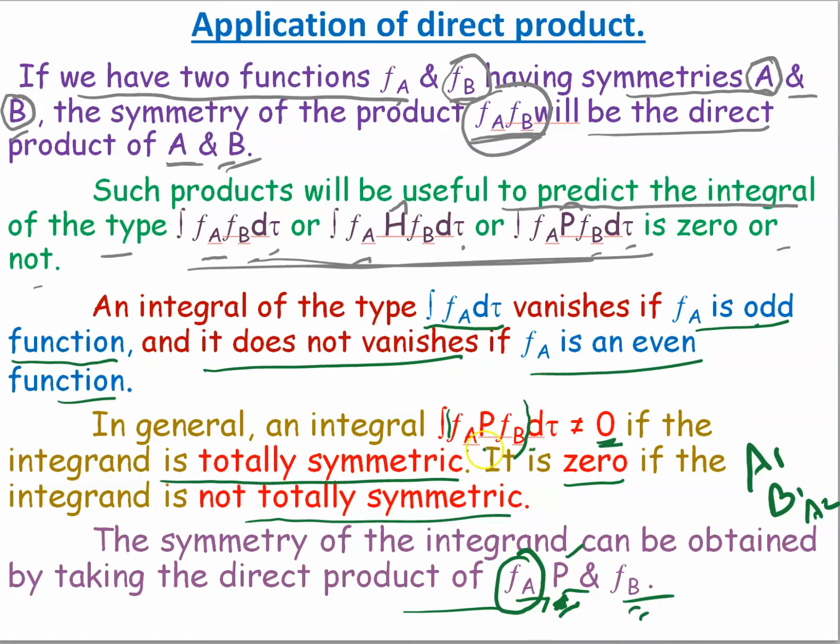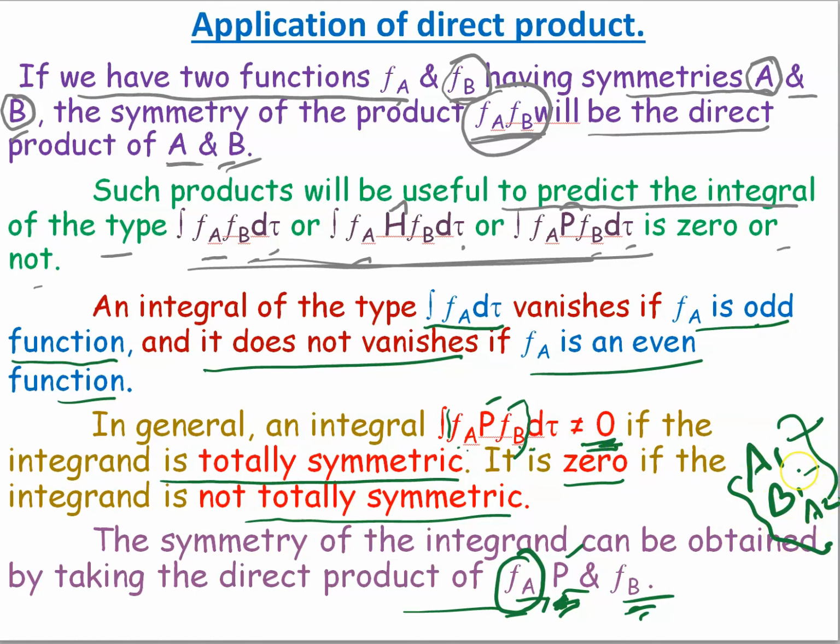Then fa into P into fb, the symmetry of this integrand, is the direct product of fa, P and fb. Can you understand? Okay, that is, the integral fa P fb is not equal to 0 if it is totally symmetric. How can you find out whether it is totally symmetric or not? We take the direct product of fa, P and fb. fa has a symmetry like a1, b1, like that. P has a symmetry like b1, b2, etc. fb has a symmetry. By taking the direct product of these, we get a symmetry. If it is totally symmetric, then the integrand will not vanish, it is not equal to 0.